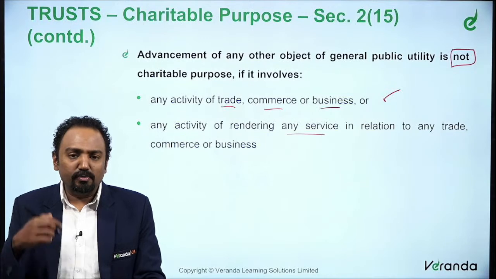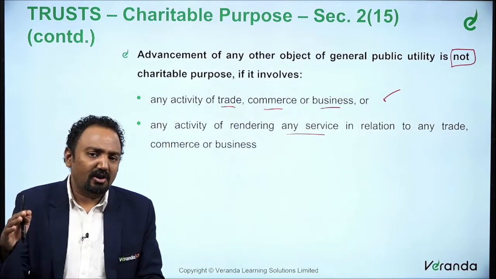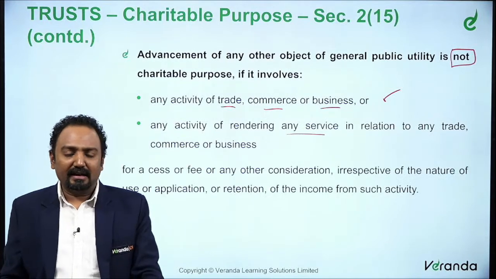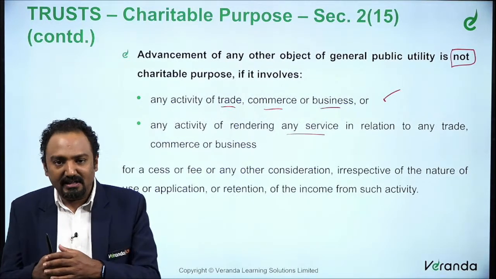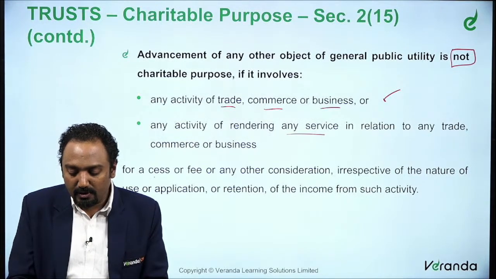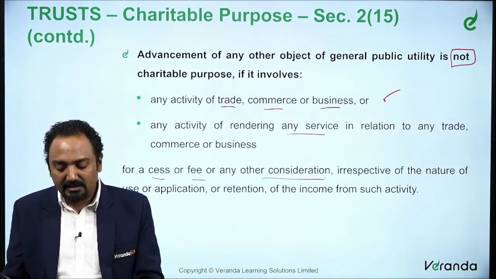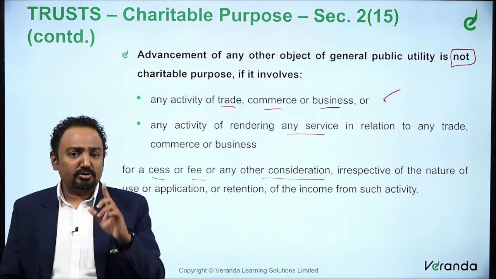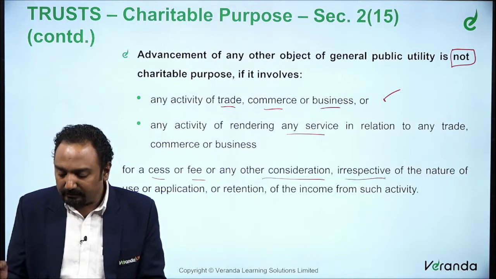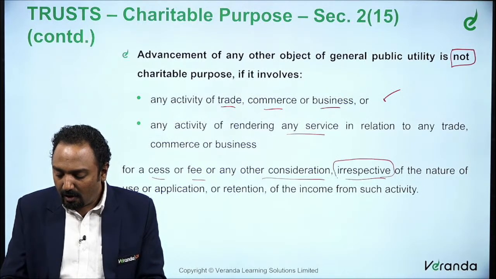So other than these 2, if something falls under this concept of any other object of general public utility, you could be in that category. But if from this activity there is anything being collected, that is, some remuneration, cess, fee or any other consideration, irrespective of that, as I said, it doesn't matter about the profit. So they say it is irrespective of what?